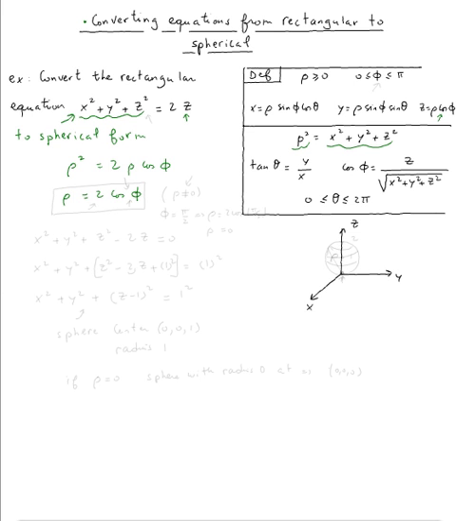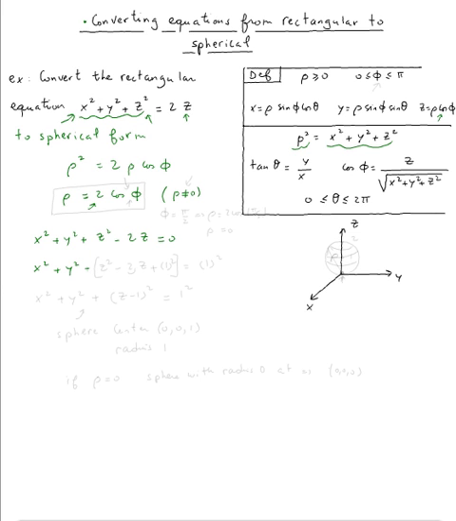Again, I'm assuming rho is not equal to 0, and we'll find out if rho equals 0 is part of this equation. Alright, so rho equals 2 cosine phi. So let's first graph our equation. Let's rewrite that as x squared plus y squared plus z squared minus 2z equals 0.